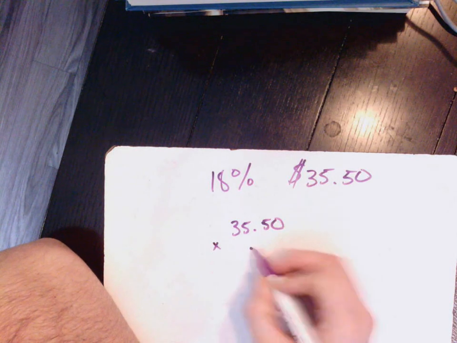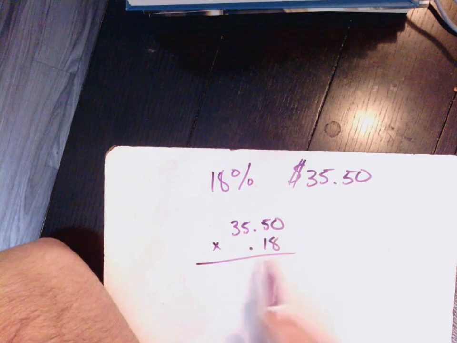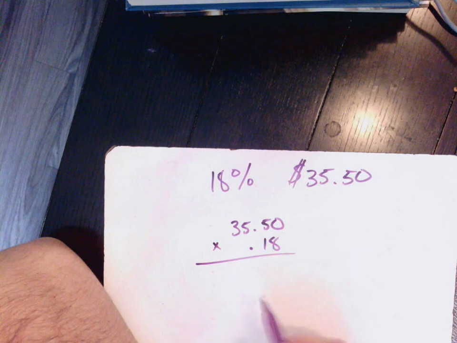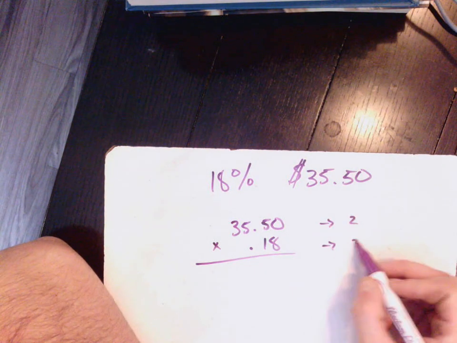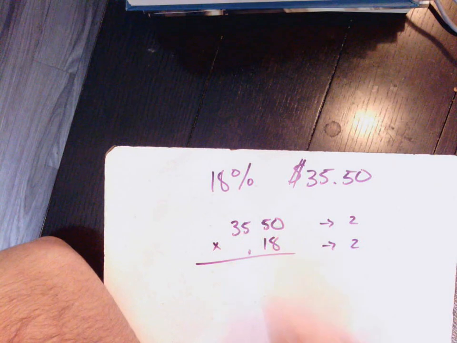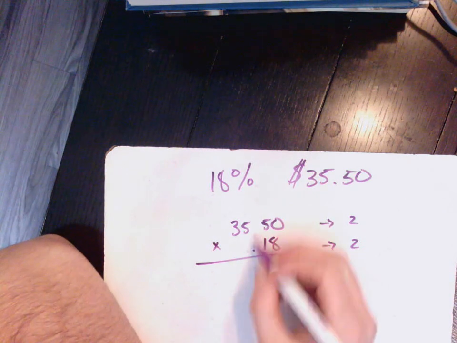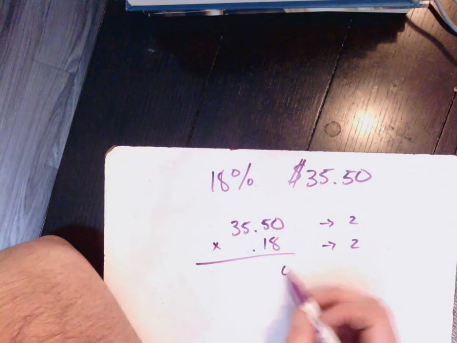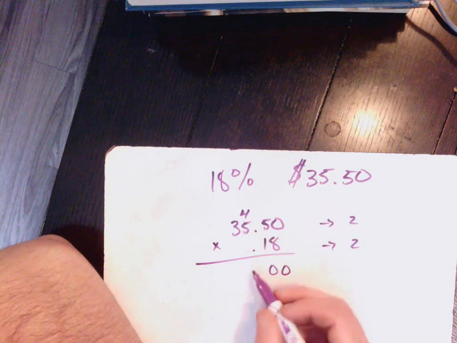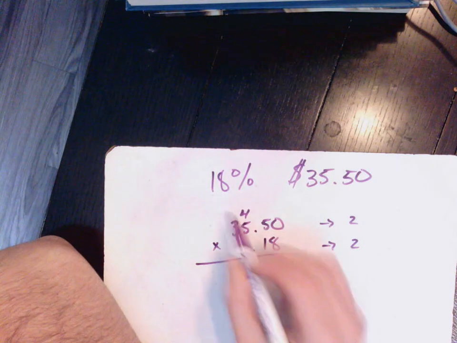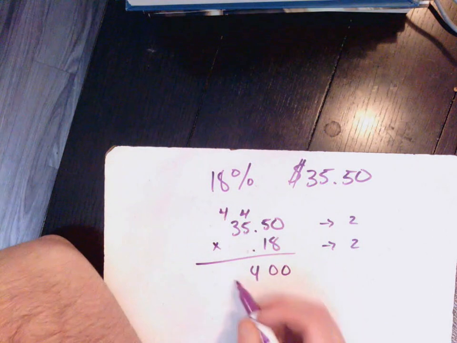Go ahead and multiply. Got to convert 18% into a decimal. Okay. So over here, I've got 2 decimal places and 2 decimal places. So I'll keep that in mind. All right. So 8 times 5 is 40. 4 times 5, 28.